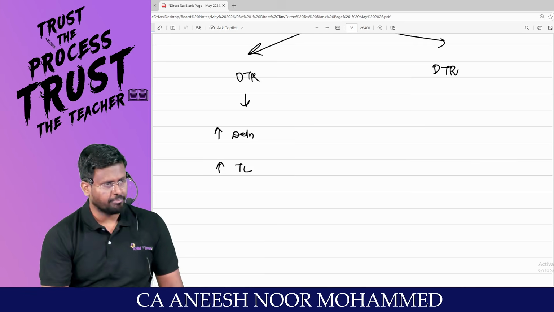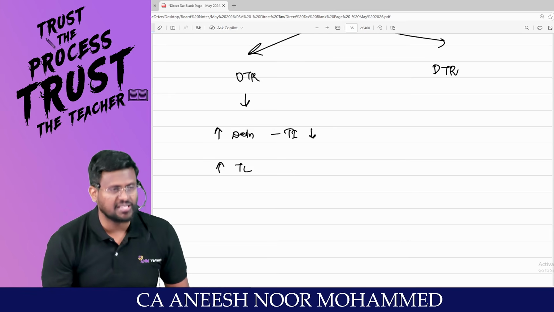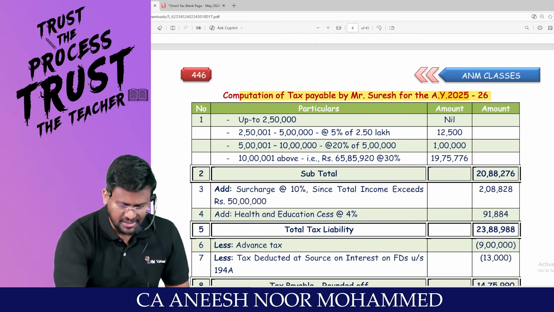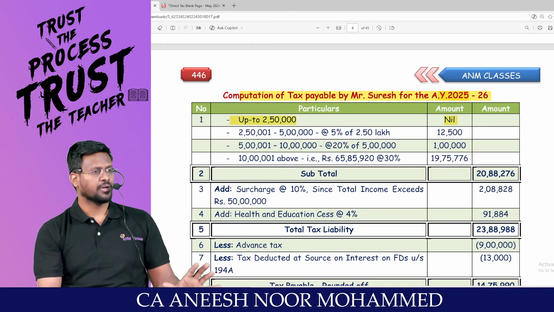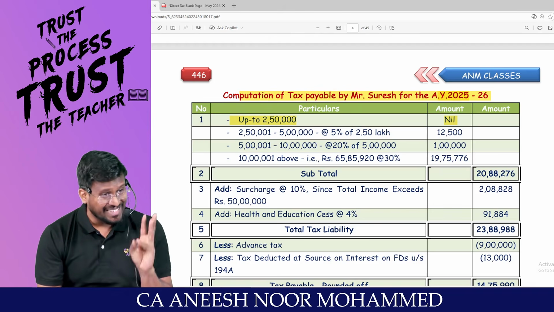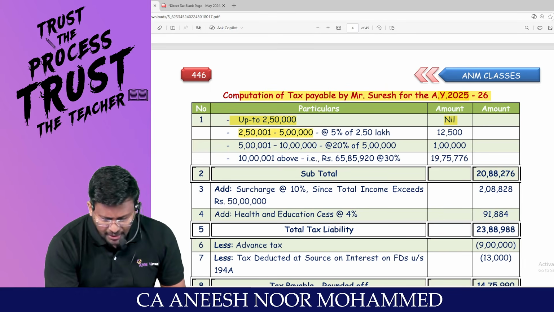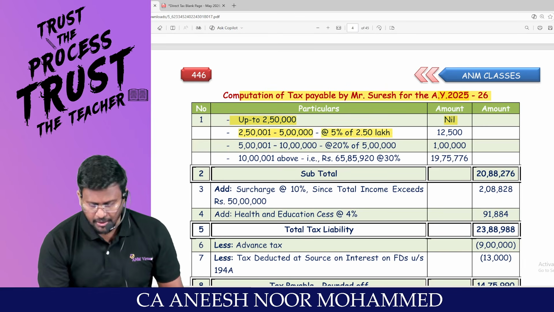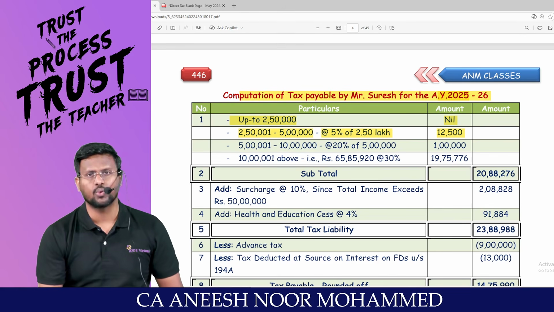Tax liability. Because automatically here total income will be less, because of that, more tax will be levied. That's why there is a lower basic exemption limit. Up to 2.5 lakhs nil, because this guy is a normal person, a resident, age up to 60. And 2.5 lakhs to 5 lakh, the next slab, at the rate of 5%. That means the gap of 2,50,000 into 5% comes to 12,500.